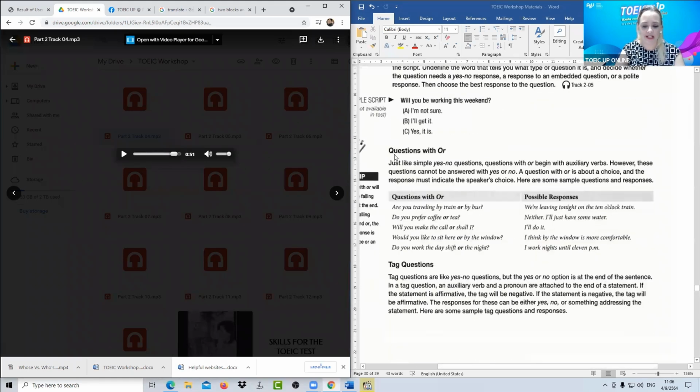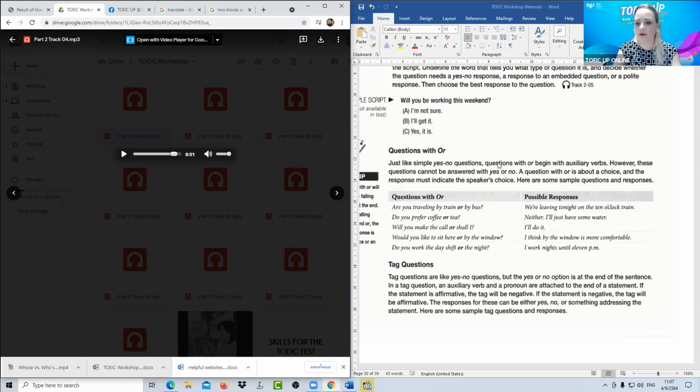The next type of question. So we've now done information questions. Who, what, when, where, why, how, whose, all of those. Then we've done yes, no questions. And yes, no, we have simple yes, no questions. We have the embedded question, and we have the polite yes, no question. Okay. And then the third type of question, we get questions with or. So this one's nice. It's either or.